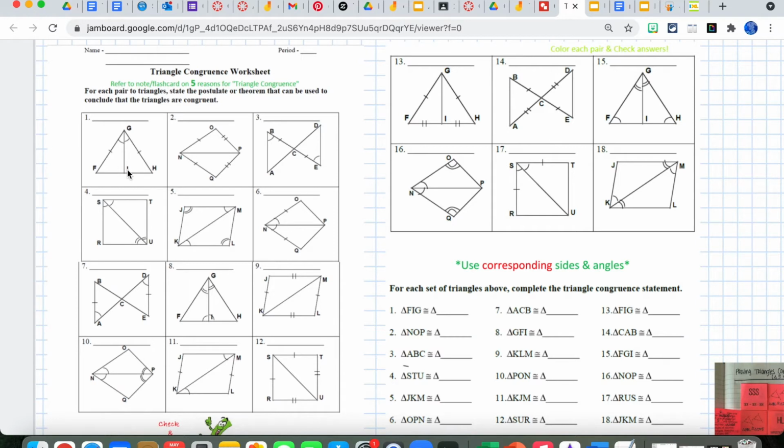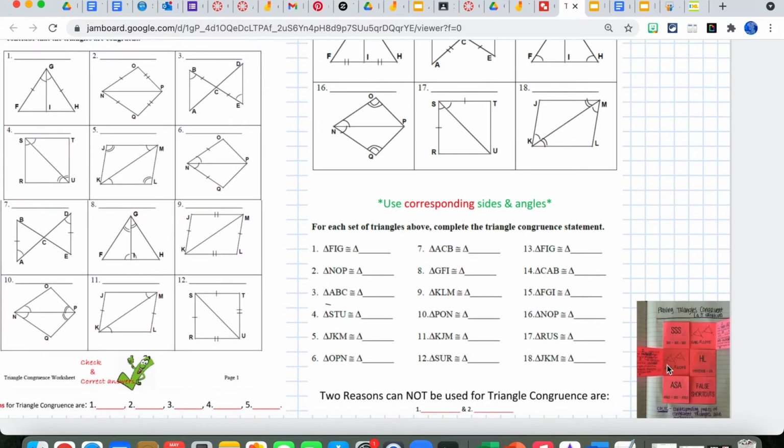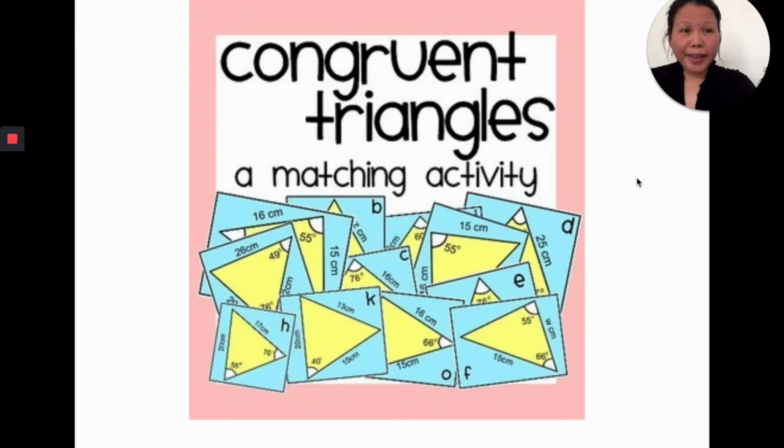Which one is corresponding to I? Which one is corresponding to G? You are writing the answers in the blank. If we have time, we will also do a foldable for the triangles congruent. Let us go over to the work you are asked to do.